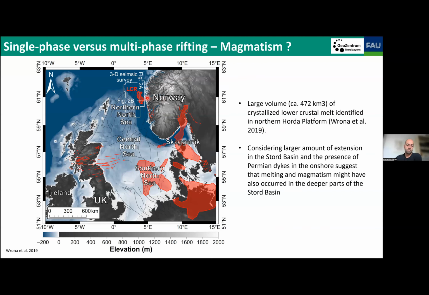That there are possibly some melts crystallized in the lower crust. Now, if you look at the Stord Basin in this area, having the higher amount of extension, also having some Permian rift, Permian dikes in the onshore, we suggest that we might also have some melts below the Stord Basin. But unfortunately, the quality of the data was not enough to image that.